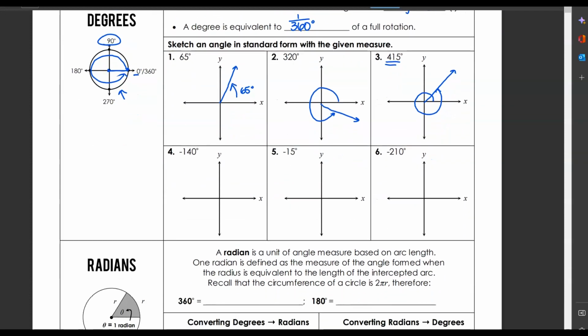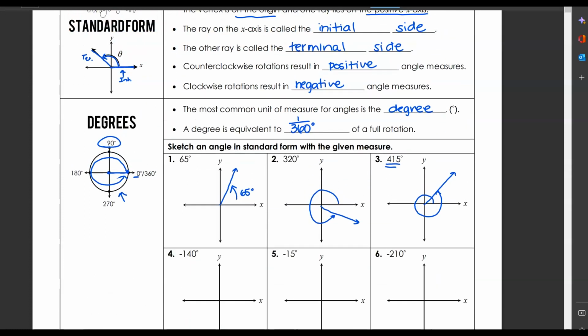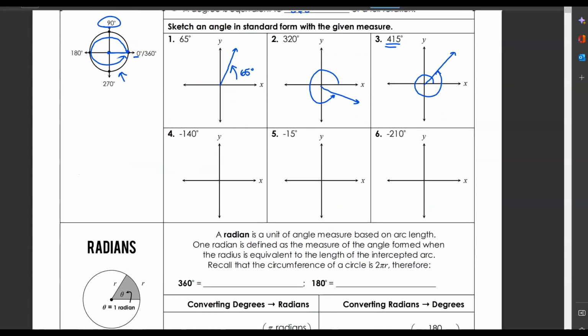If we look at number 4, we're looking at negative angles. When we have a negative angle, we are moving in the clockwise rotation instead of the counterclockwise. So we start with x here, and we're doing negative 140. Remember, this is going to be negative 90, and this is going to be negative 180 degrees. So 140 will be in this quadrant right here, negative 140 degrees because we're going in that clockwise rotation.